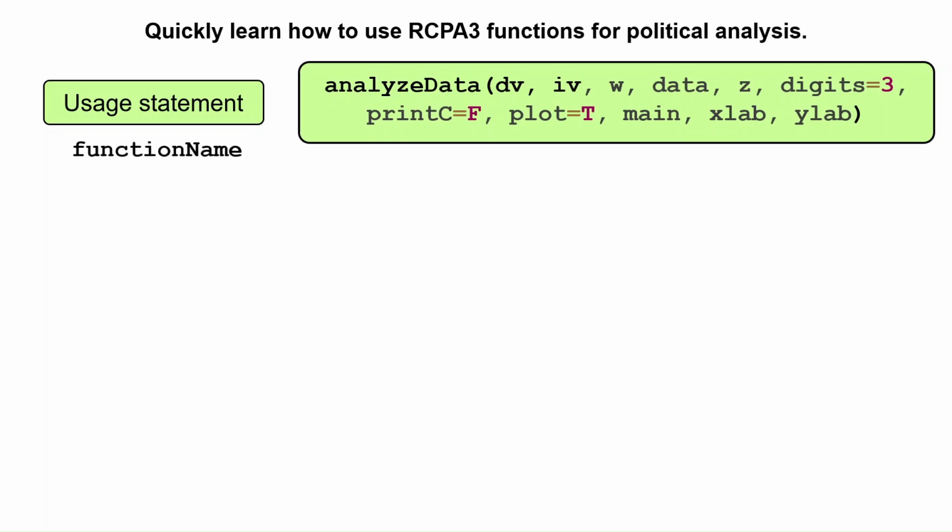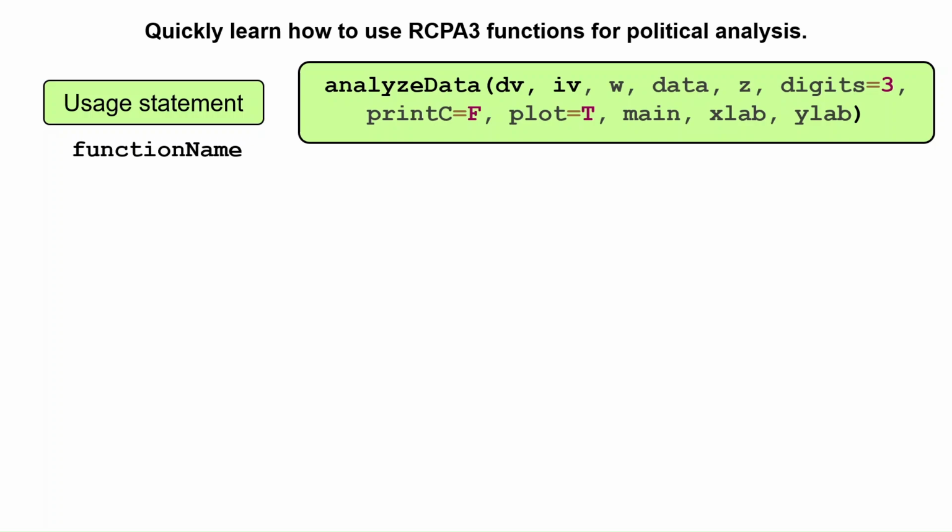The function name appears in the usage statement, and as you can see, in this fictitious example, analyzeData, it's really two words, analyze data, but a function name can only be one word. And so to mash two words together into one word for programming purposes in R, one convention is to capitalize the first letter of successive words. So you'll notice there that it's analyze with a capital D, Data.